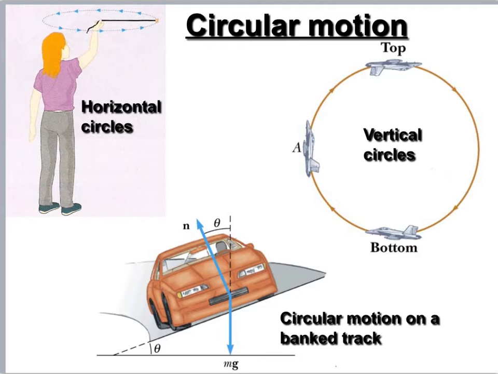The first one is the most straightforward, which is horizontal circles. It gets slightly more complicated when you move on to vertical circles, and then finally the most challenging is circular motion on a banked track, involving banked problems.